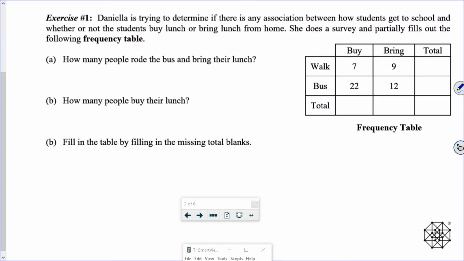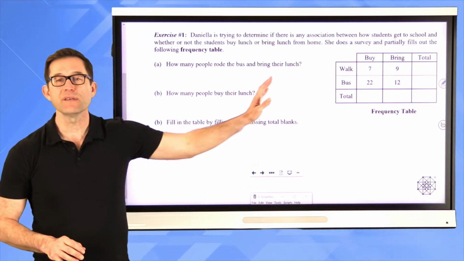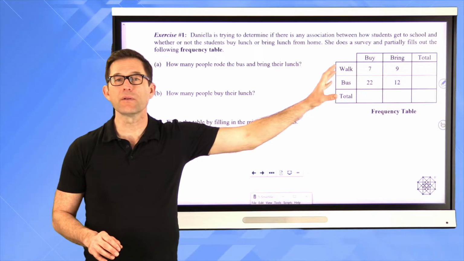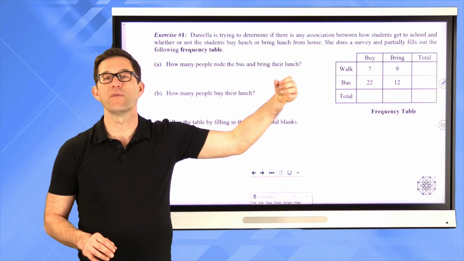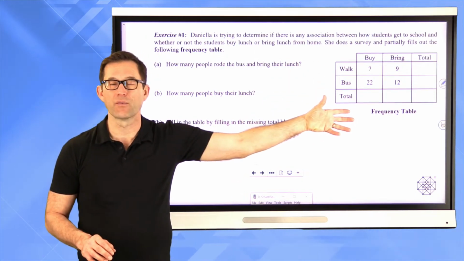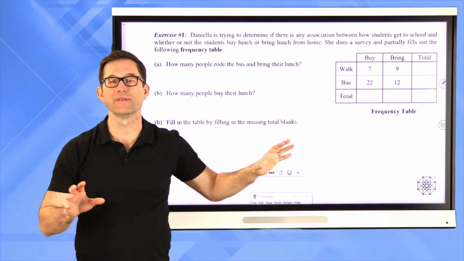Daniela is trying to determine if there is any association between how students get to school and whether or not the students buy lunch or bring lunch from home. She does a survey and partially fills out the following frequency table. All right, great. So again, these things are known as frequency tables. They literally are saying, okay, we've got all these people that we surveyed, right? And then we broke them into these various categories.